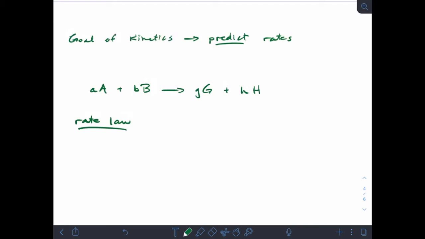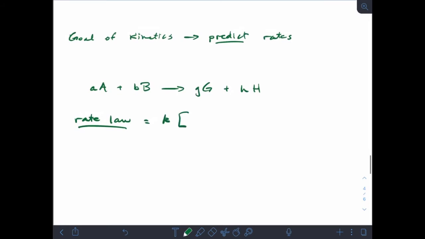So the rate law for this reaction looks like this. We have k, which is the rate constant, times the concentration of A to the power m, times the concentration of B to the power n. Okay, so to outline or describe these things, k is a rate constant.